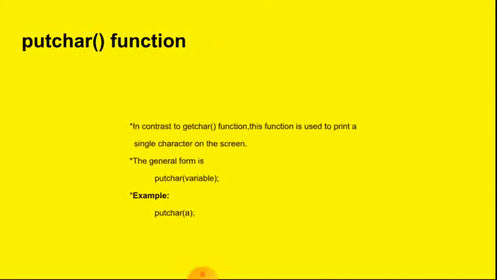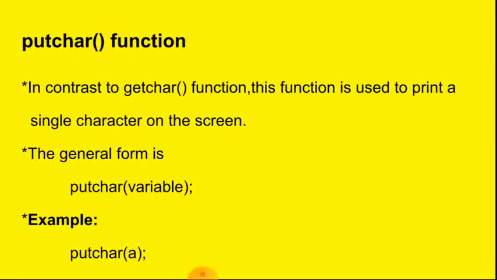putchar function. In contrast to the getchar function, this function is used to print a single character on the screen. The general form is putchar, open the bracket, variable, close the bracket, semicolon. Example is putchar, open the bracket, a, close the bracket, semicolon. Here a is the variable.